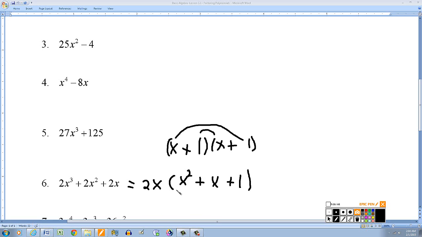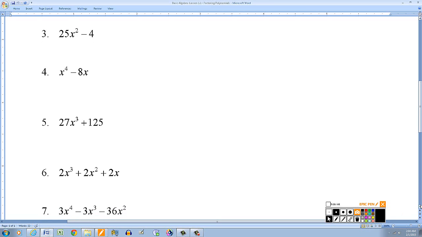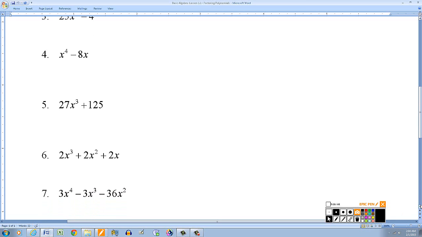And we clear this. And go to the next one. Okay. The next one is a trinomial again. So what do we see?